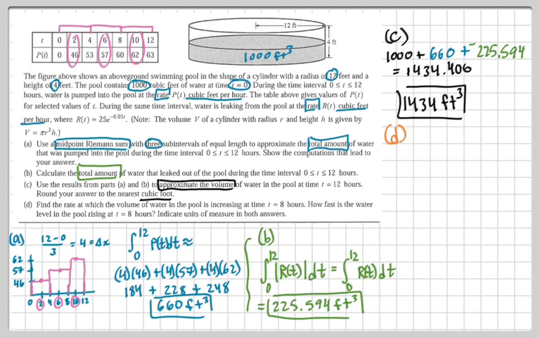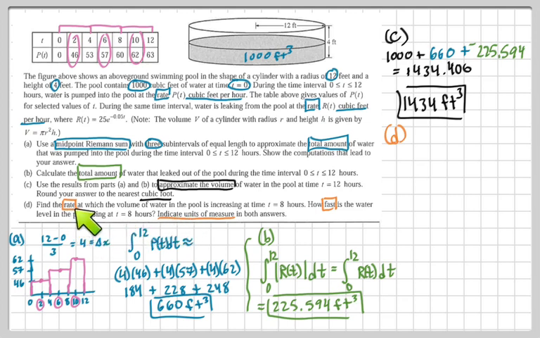Okay, now letter D, our last one. It says find the rate, which is a calculus term. Find the rate at which the volume of the water of the pool is increasing at time t equals 8 hours. And then it asks a question, how fast is the water level in the pool rising at t equals 8? So we got 2 questions here. In the end, it also says indicate units of measure. I want to make sure I do that because I didn't have to do that earlier, but here they're telling me to do it, so I will make sure I do that.